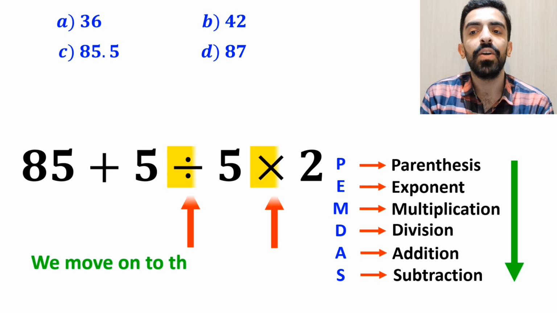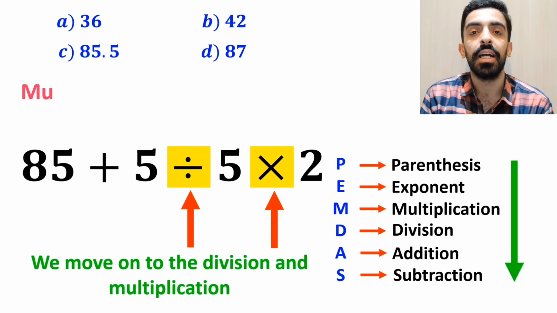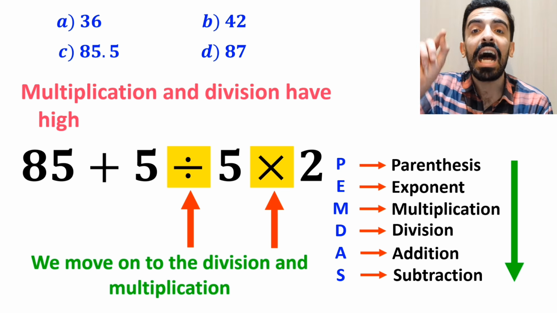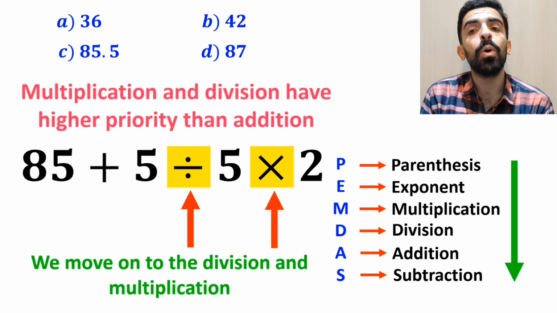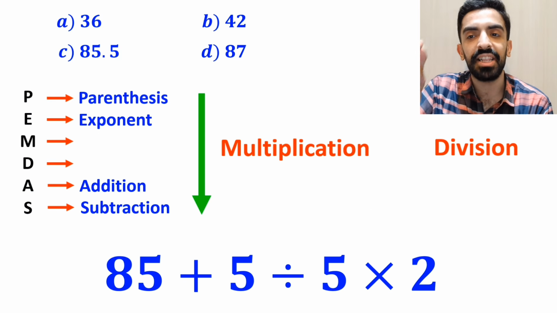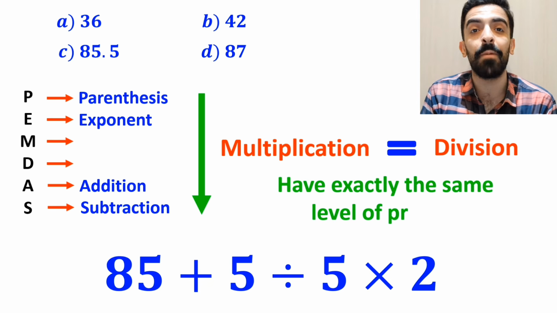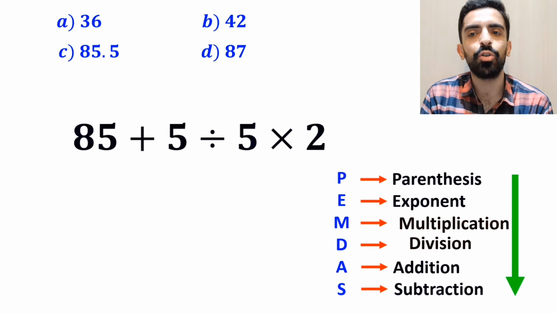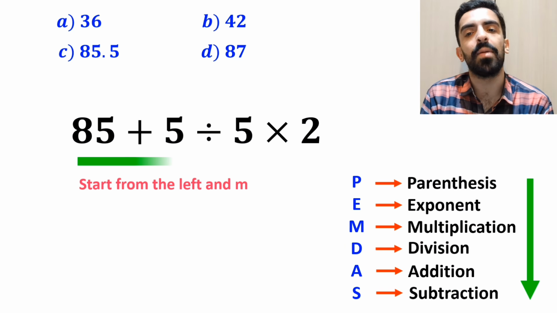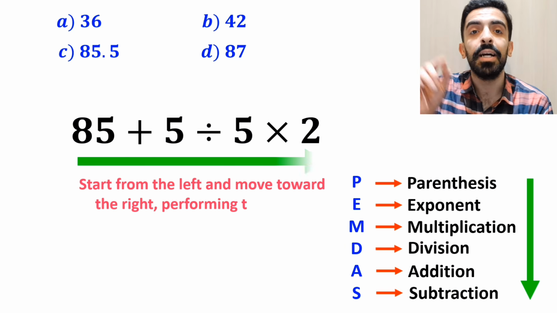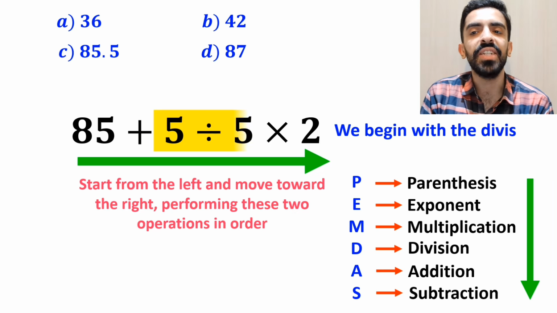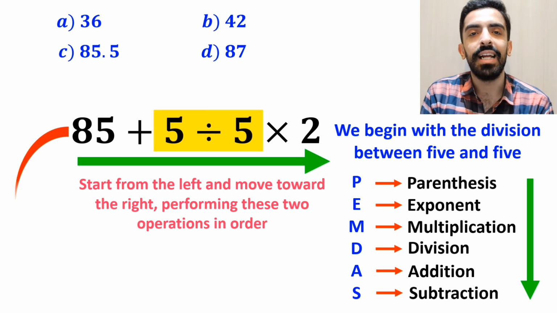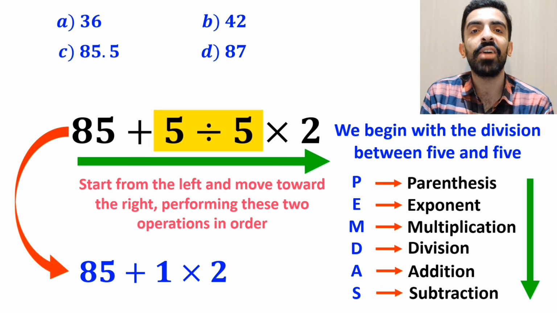In the next step, we move on to the division and multiplication, because multiplication and division have higher priority than addition. However, it's really important to understand that multiplication and division have exactly the same level of priority. In this situation, the best approach is to start from the left and move toward the right, performing these two operations in order. So, we begin with the division between 5 and 5, and instead of this expression, we can write 85 + 1 × 2.